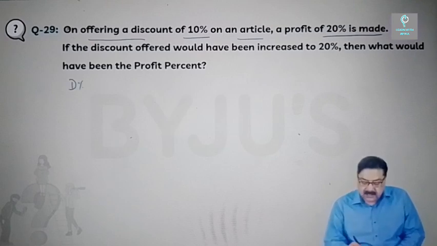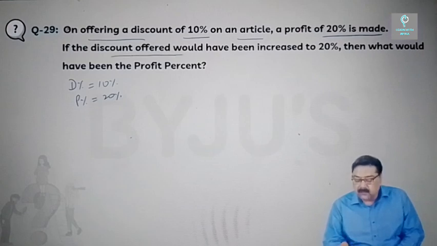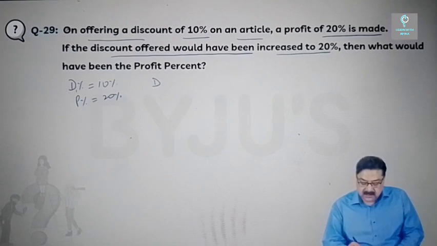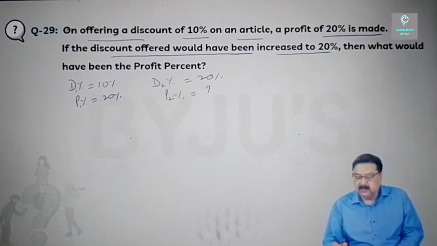Now on offering a discount of 10% on an article, a profit of 20% is made. So discount percent is 10%. Profit percent is 20%. If the discount offered would have increased to 20%, this is first case, this is second case, then what would have been the profit percent?